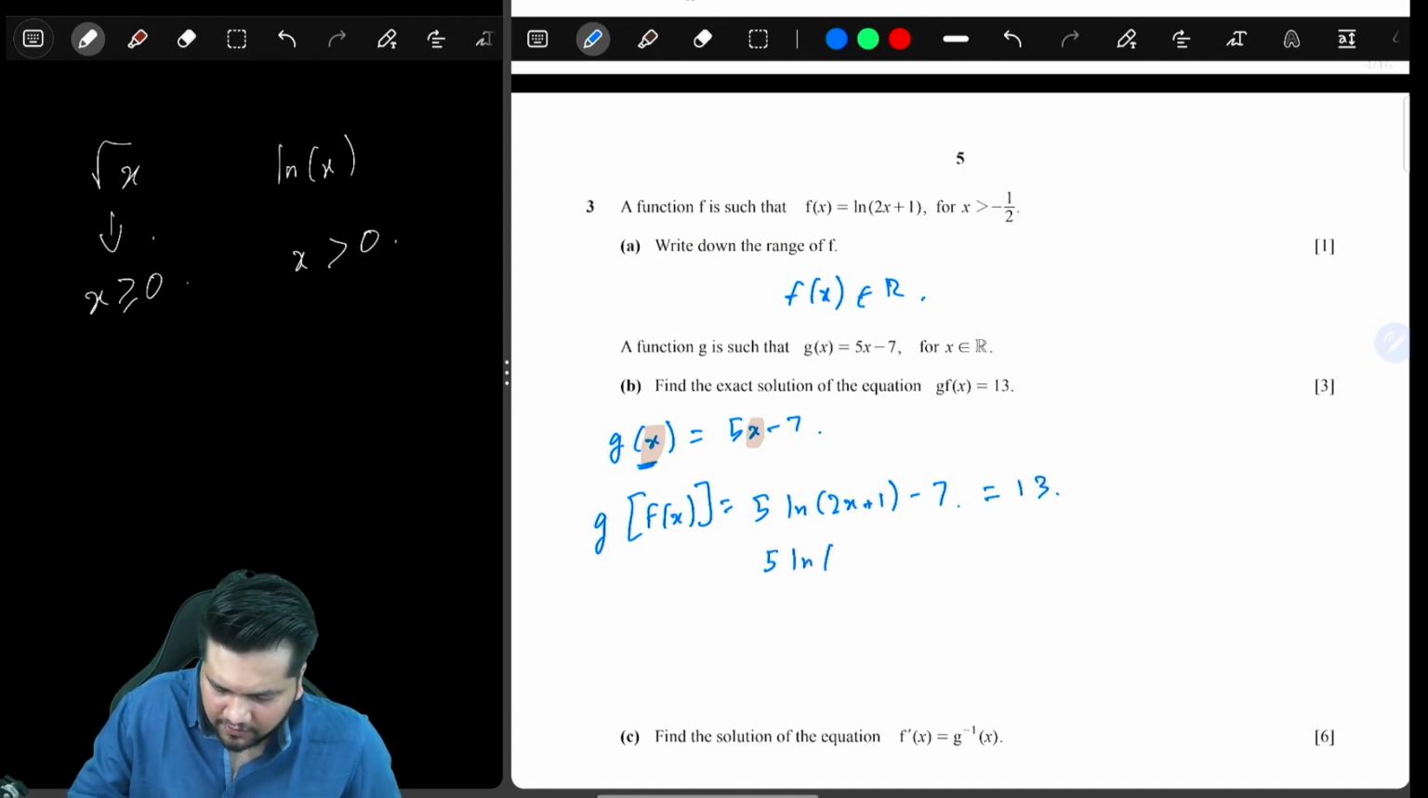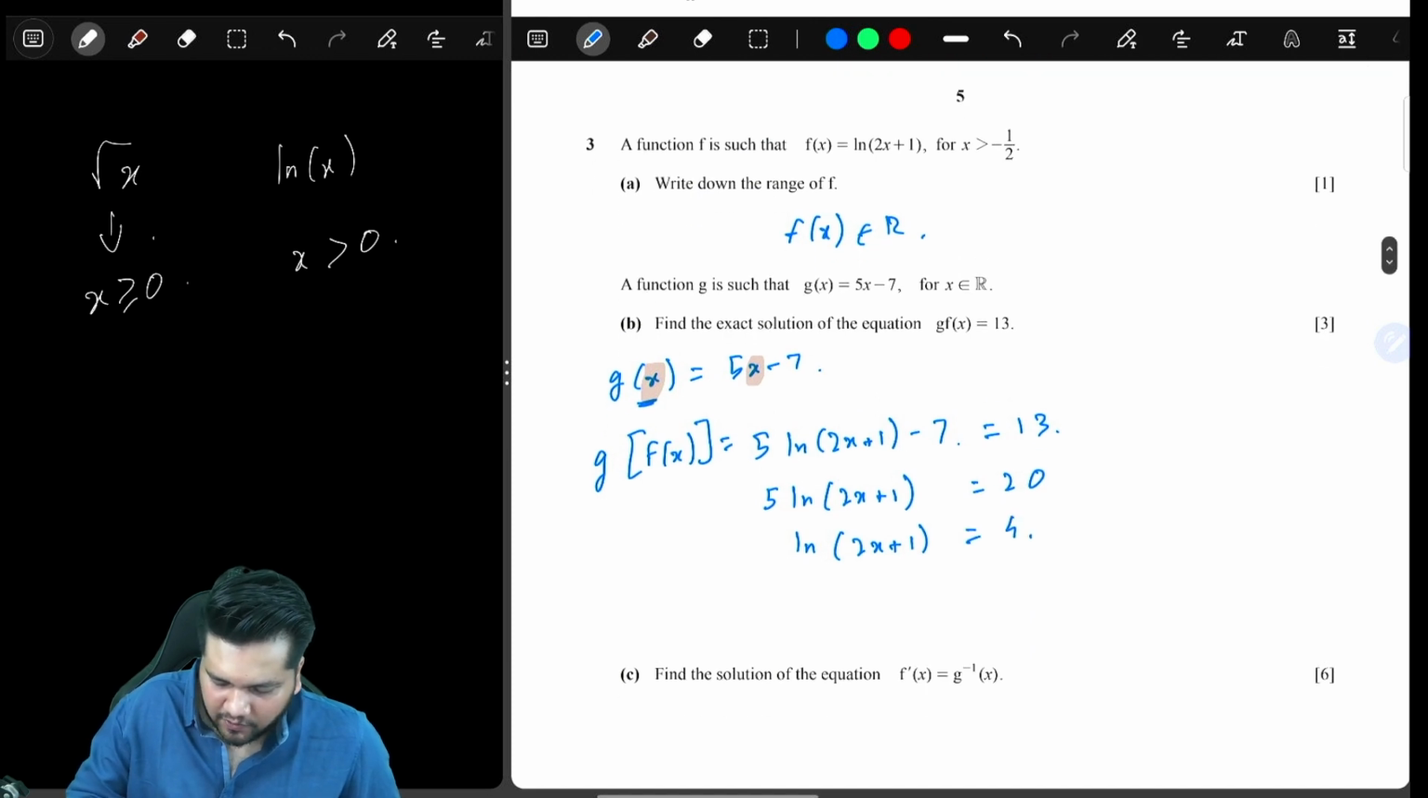So, we'll just have to solve it. We'll get 5 ln 2x plus 1 is equal to 20. So, ln 2x plus 1, I'll move to the other side, it's going to be 4. And now 2x plus 1.